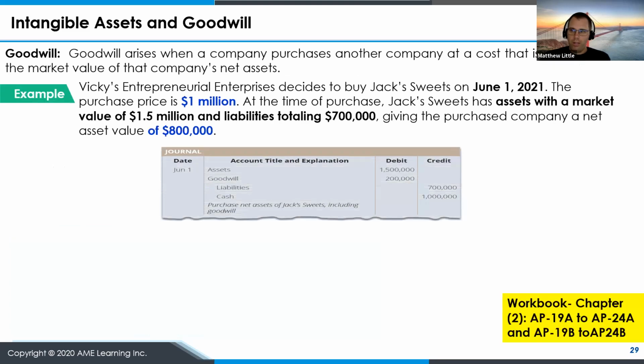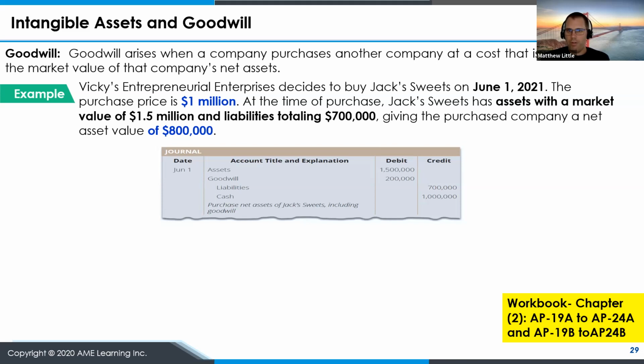Now, goodwill, as I previously mentioned, is when you bought another company, but we paid more than the value of the net assets. And that's very common, as there's value in the people, value in the processes, or value in the client base that that organization has. So often companies are purchased at prices that exceed their net assets.